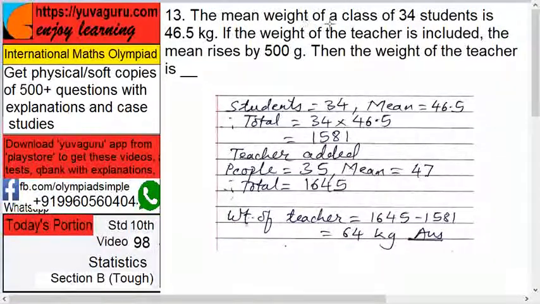Next, the mean weight of a class of 34 students is 46.5. If the weight of the teacher is included, the mean rises by 500 grams. Then the weight of teacher is, see, total 34 students, mean is 46.5. So total of the students is 34 into 46.5, right? That is 1581. Do this multiplication. It's easy. You can do it by Vedic maths also. So 1581. Now add teacher. What happens?